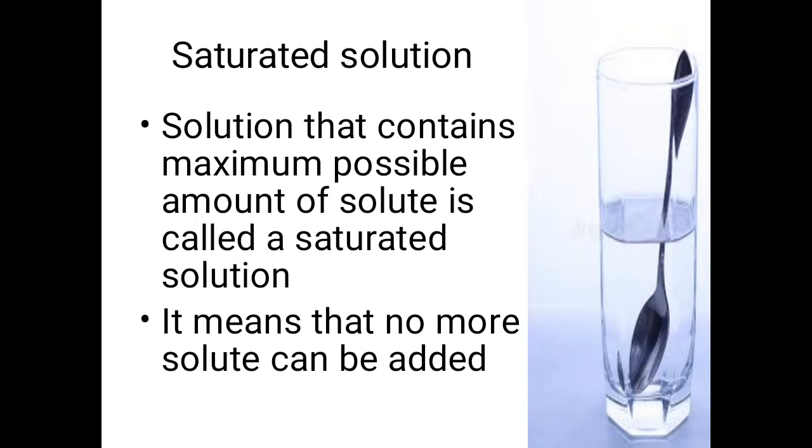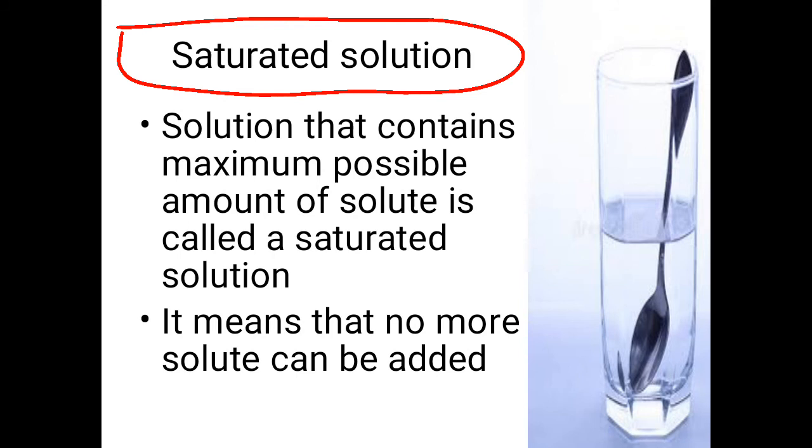Now, when we come to study in detail, solutions have many types. The very easy type is the saturated solution. A solution that contains the maximum possible amount of solute is called a saturated solution. It means that no more solute can be added. Can we make a saturated solution of sugar at home?